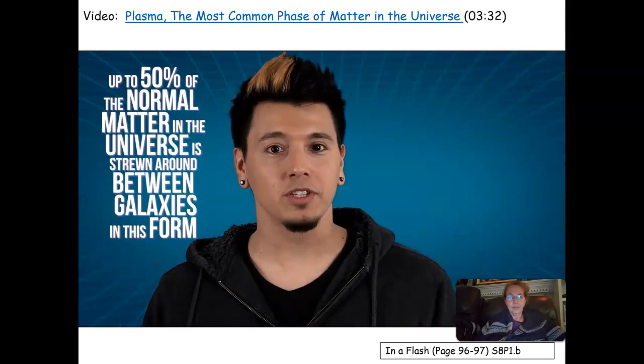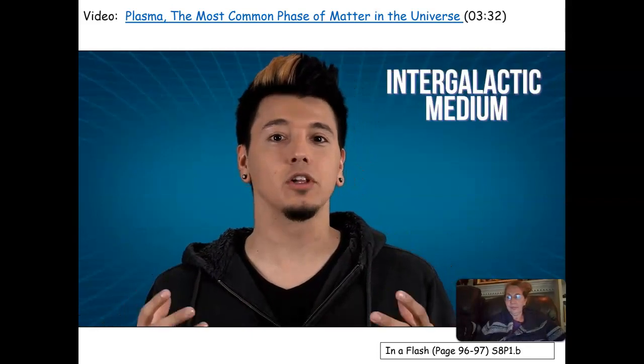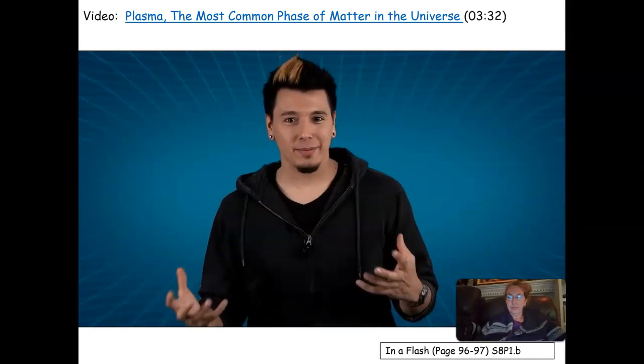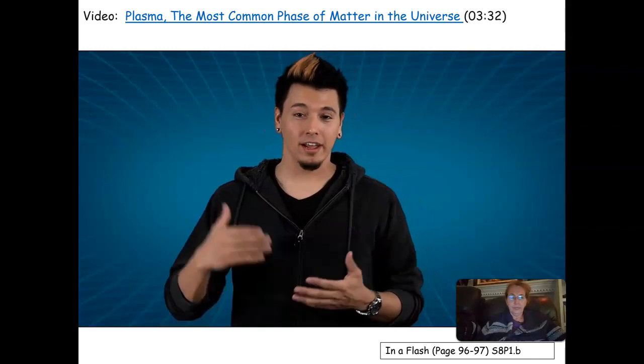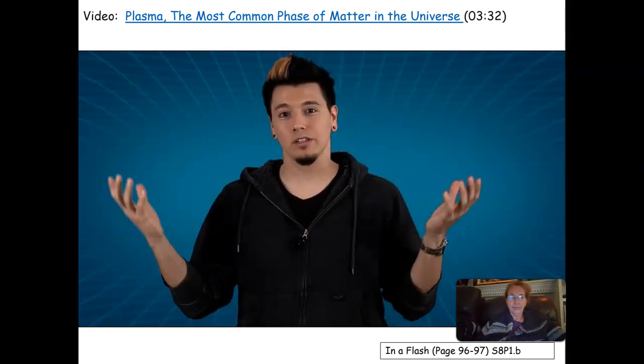Cosmologists think that up to 50% of the normal matter in the universe is strewn around between galaxies in this form, known as the intergalactic medium. So you don't have to be an old-timey sailor to witness the fourth state of matter. It's right over your head in those fluorescent lights and outside your window the next time a thunderstorm comes, and, well, all over the universe.